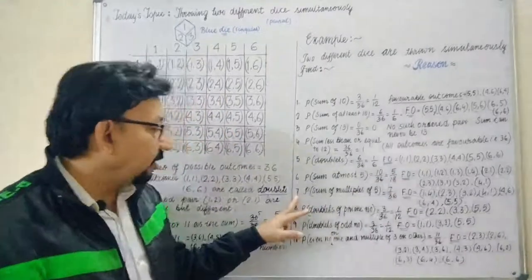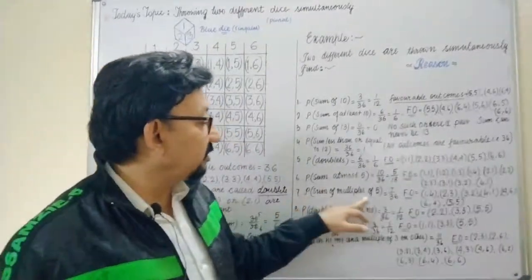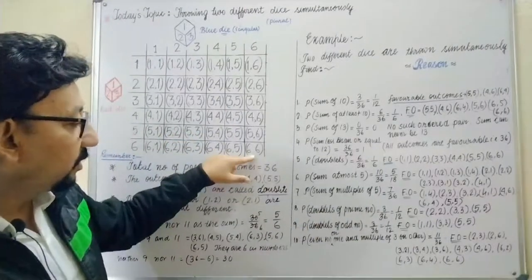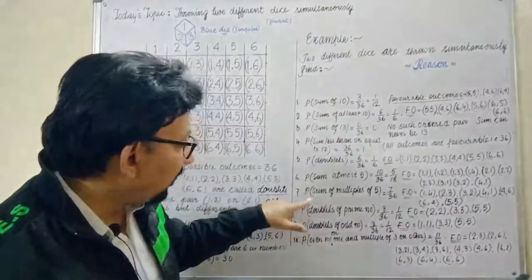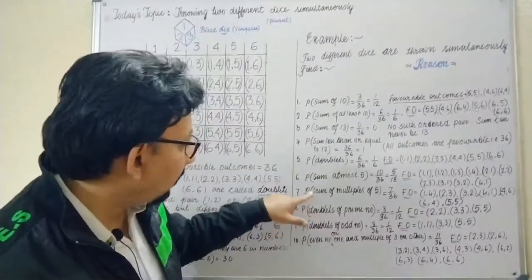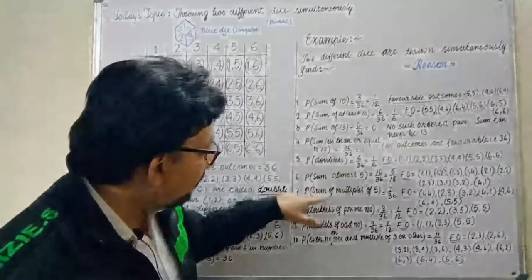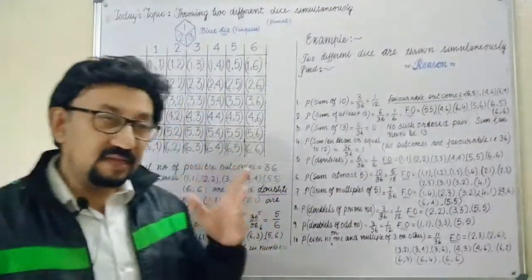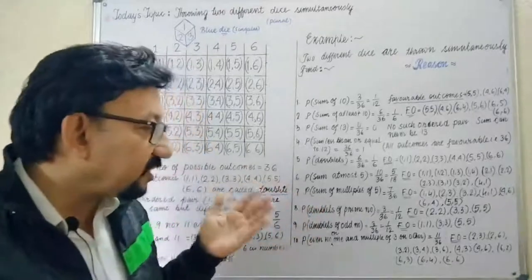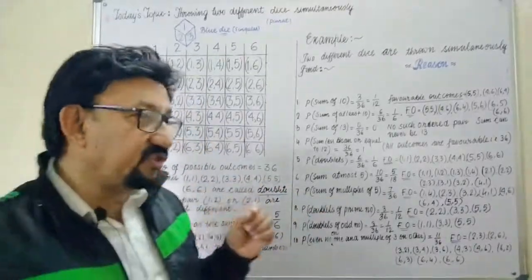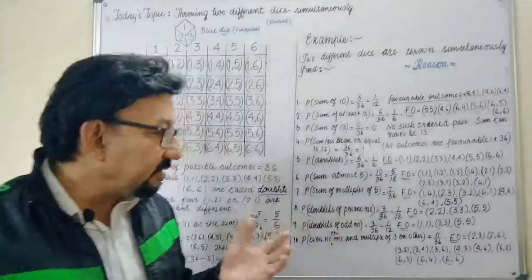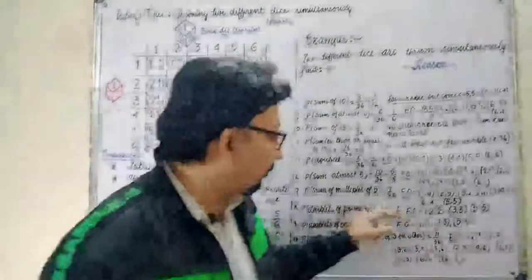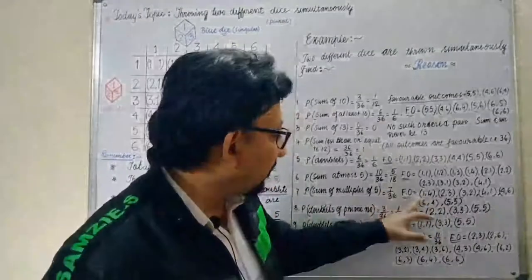Now number 7, probability of a sum that is a multiple of 5. The maximum sum of two numbers in an ordered pair is 12. Now you are asked to find the probability of a sum that is a multiple of 5. Multiples of 5 within 12 are 5 and 10. So you will have to search for those ordered pairs in which the sum of the two numbers is either 5 or 10, multiples of 5. So look, such ordered pairs are these.